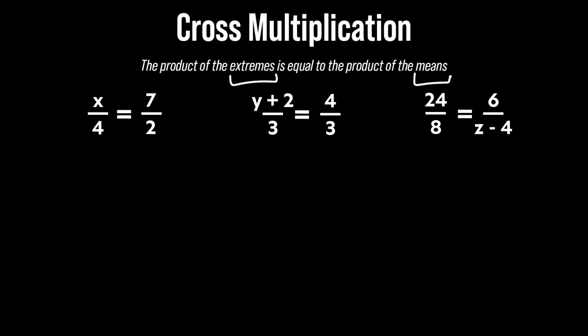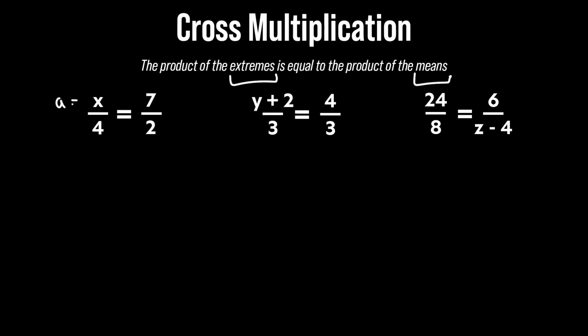If we refer to a proportion such as A over B is equal to C over D, the extremes would be AD and the means would be BC. So what we're saying is that in a proportion of A over B equal to C over D, AD is actually equal to BC. So let's test this theory on our first problem here.